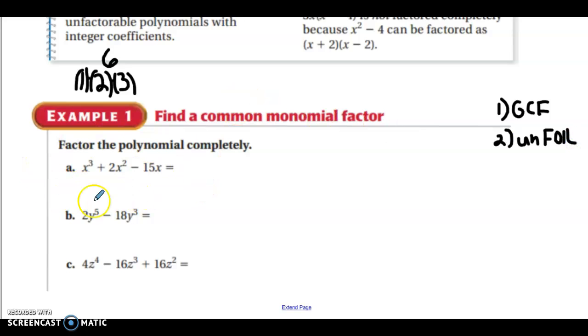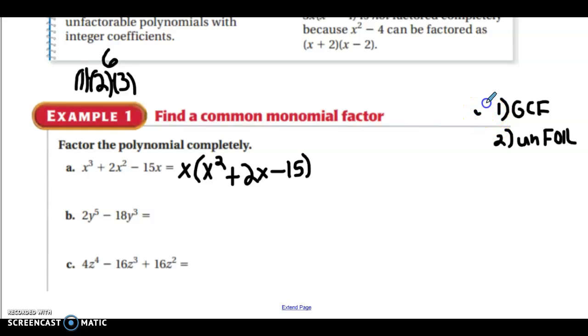So if I look at example A, is there a GCF? Yes, there is. Each of these terms has a factor of x. That means the GCF is x, so I can pull an x out. If I take an x from x cubed, that's going to leave me with x squared. If I take an x from 2x squared, that's going to leave me with 2x. If I take an x from the minus 15x, that's just going to leave you with minus 15.